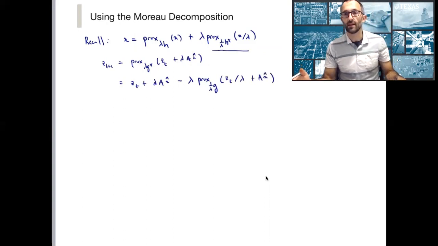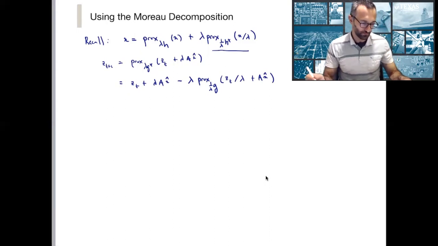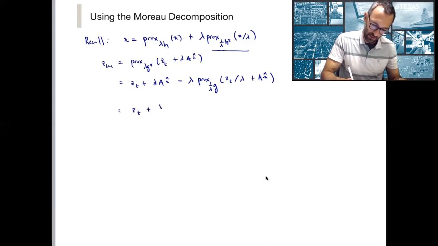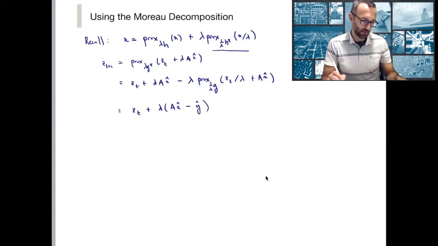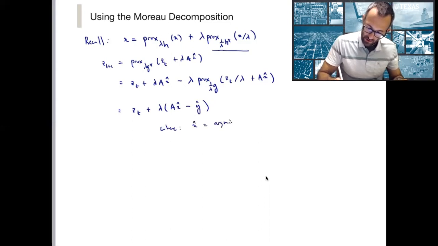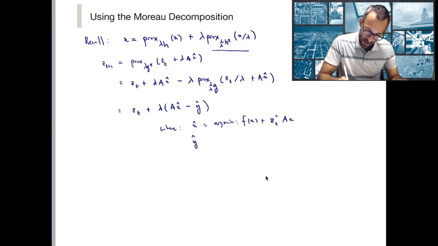So now I can write this again in essentially that same form that we've been seeing. This is equal to z t plus lambda times A x hat minus y hat, where, just to write it again, x hat is the argmin of the Lagrangian, f of x plus z t transpose Ax, and now y hat is equal to a prox operator of g.